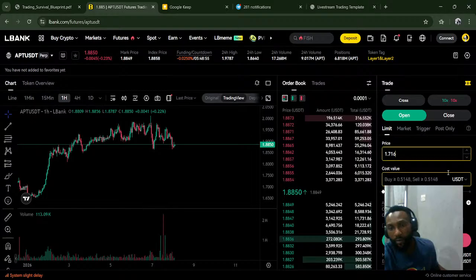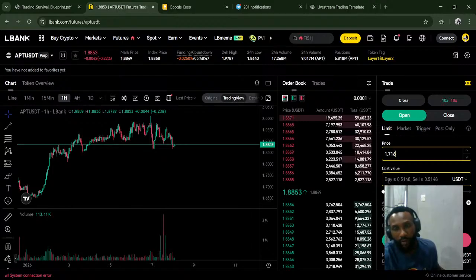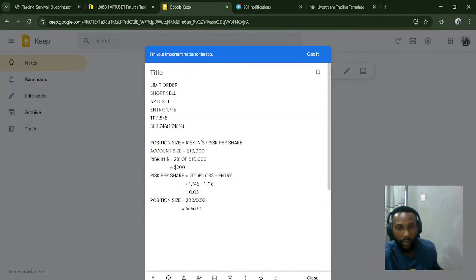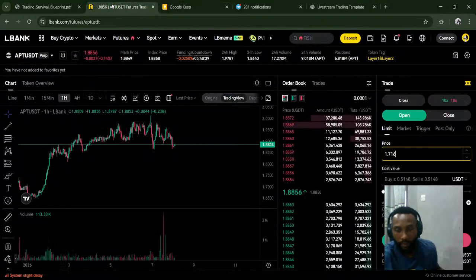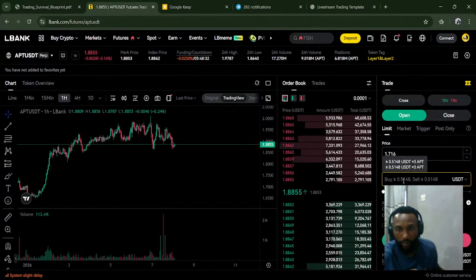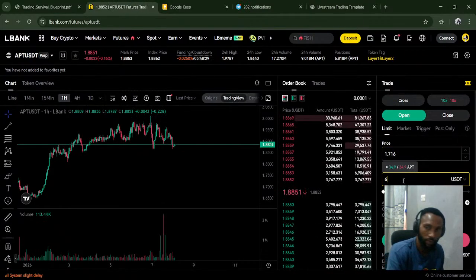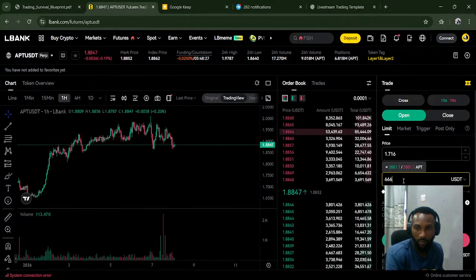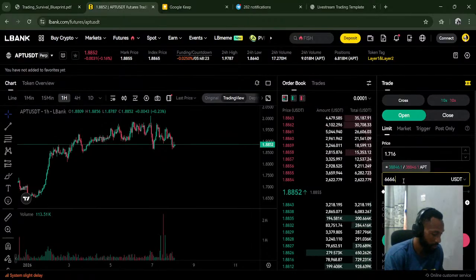Now the cost value, this is where we are going to input our calculation here. So where is it? 6,666.67.